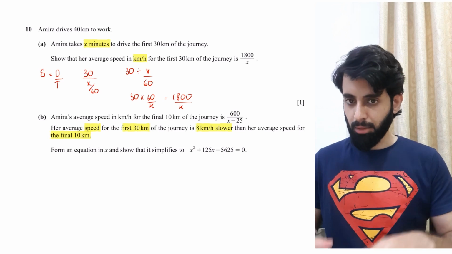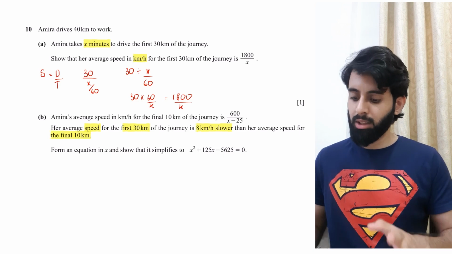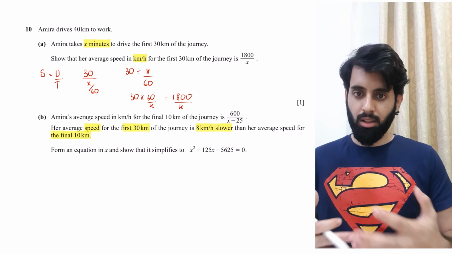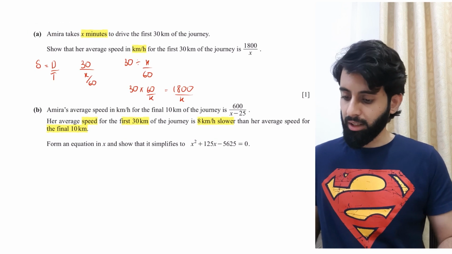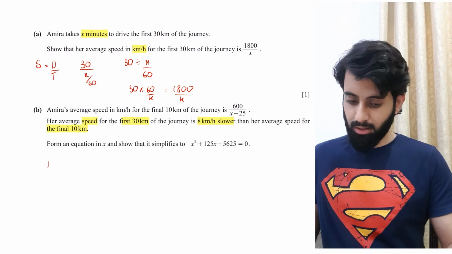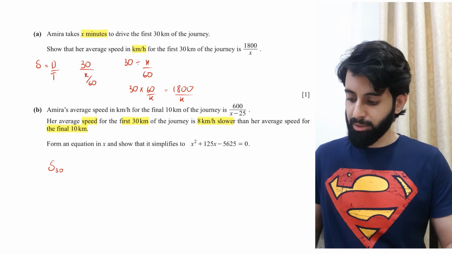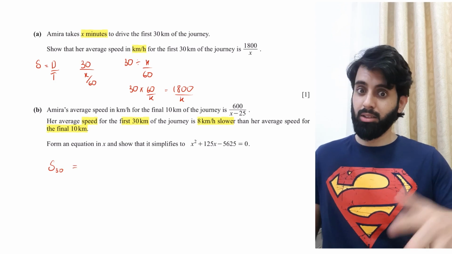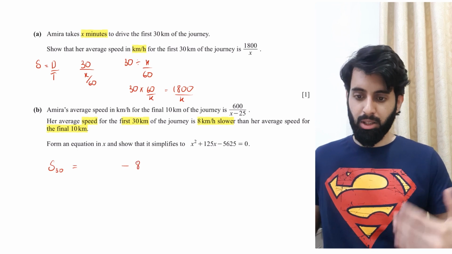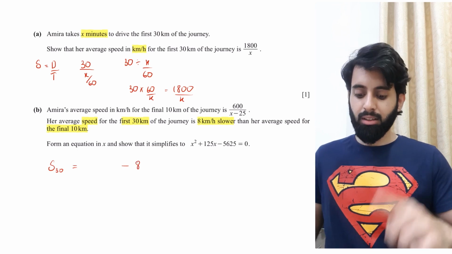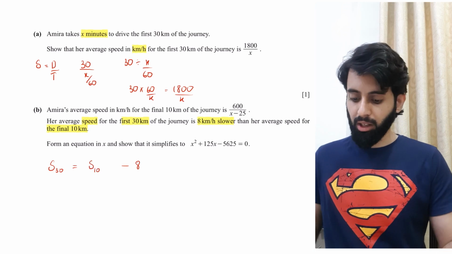Again, this is not the kind of question which needs a head-on approach. Slow down, see what the question is saying, and see step by step what you can do in order to make an equation out of this. Her average speed for the first 30 kilometers equals, that's the equals sign, 8 kilometers per hour slower, which basically means less, which is minus, her average speed for the final 10 kilometers. So this is how you make an equation out of it.